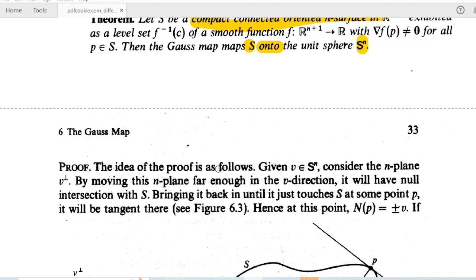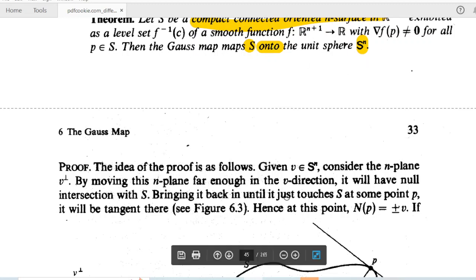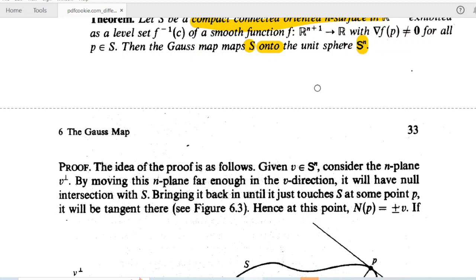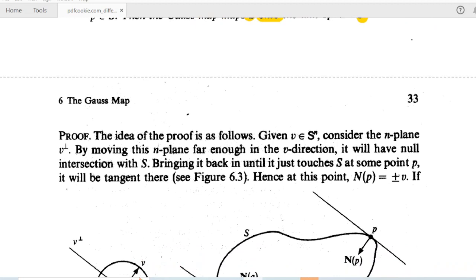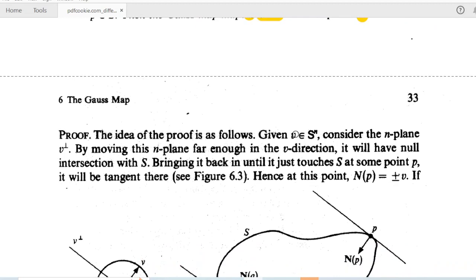The idea of the proof is as follows. We have to prove that the Gauss map from S to S^n is onto. That means, to prove onto, if we take any vector in S^n and can prove that a corresponding pre-image exists in the domain, we can say that it is onto. So given v belongs to S^n.